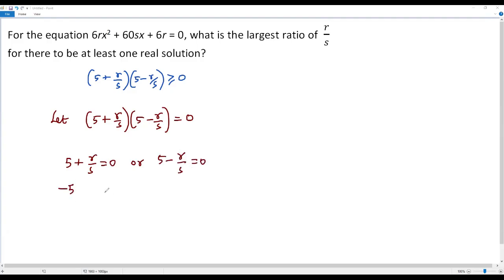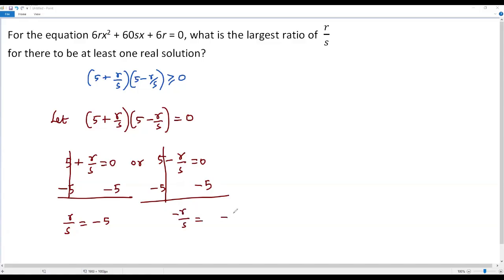Okay, now let me subtract phi from both sides. When I do so, this positive phi, negative phi will cancel out. Then we get r over s equals to negative phi. Here let me subtract phi from both sides. That is the same thing. So here positive phi, negative phi will cancel out. I'm getting negative r over s equals to negative phi.